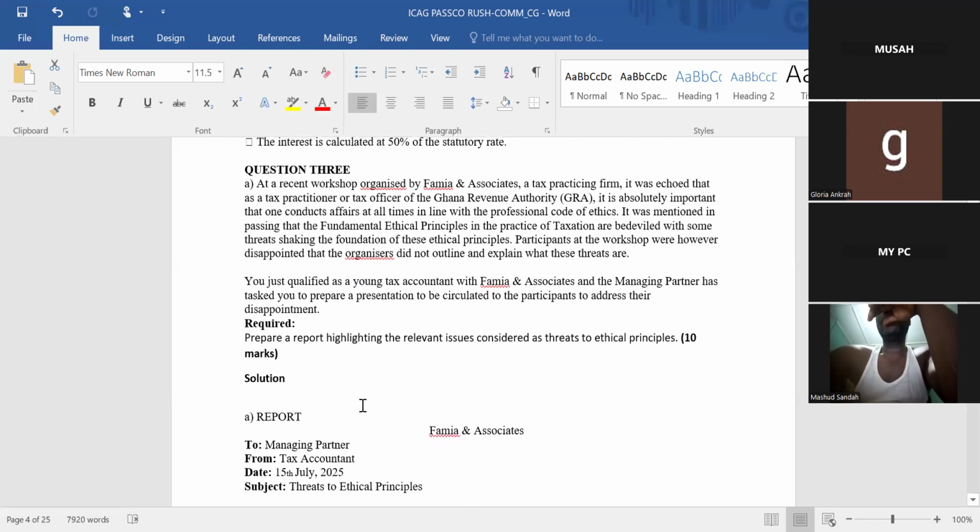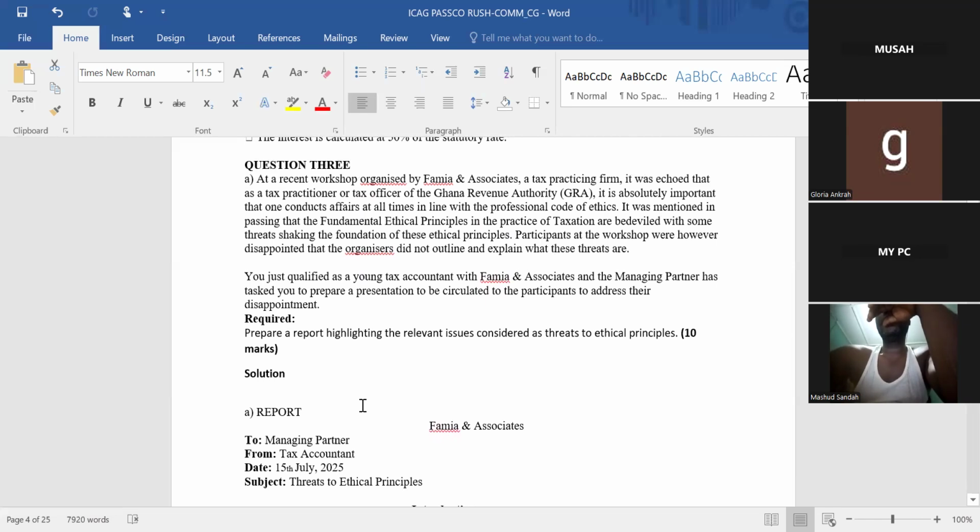This was also a very simple question, which, when we teach the main class, we will explore: the ethical principles that guide tax practitioners and the ethical threats to them. This was the ethical issue that the examiner was asking students to write on, for 10 marks. So let's quickly go through it.